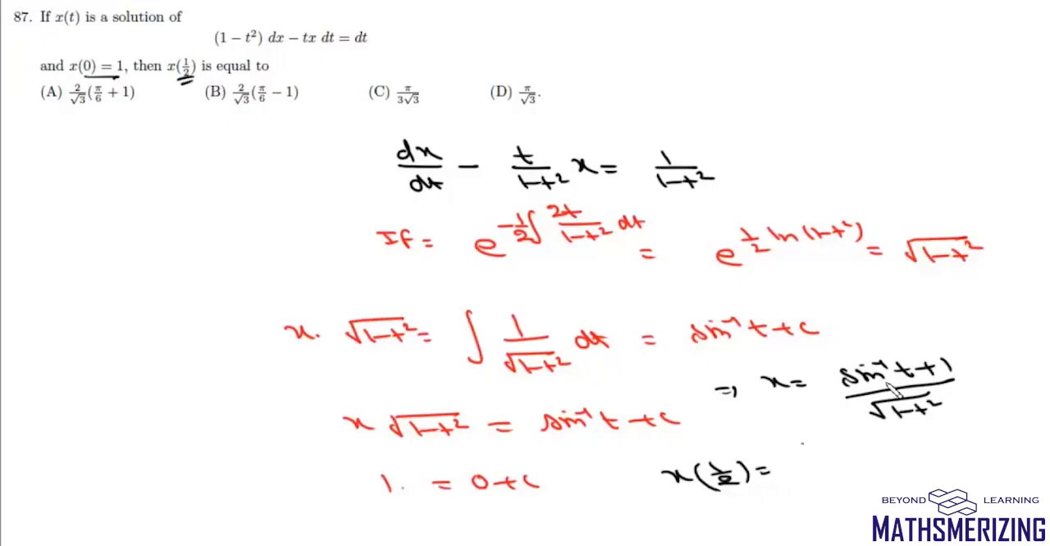We'll get this as sine inverse 1 by 2, and sine inverse 1 by 2 is pi by 6. So it'll be pi by 6 plus 1, and here it'll be 1 minus 1 by 4. So it'll be 2 upon root 3 and then pi by 6 plus 1, and that's your option number A.